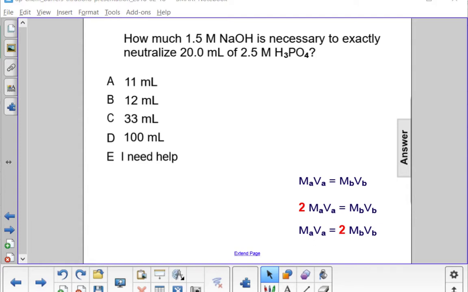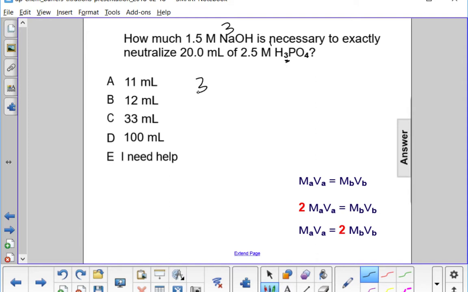How much 1.5 molar NaOH is necessary to exactly neutralize 20 milliliters of 2.5 molar H3PO4? So this is a little different now because we have 3 moles of base to 1 mole of acid, because we have a triprotic acid here.